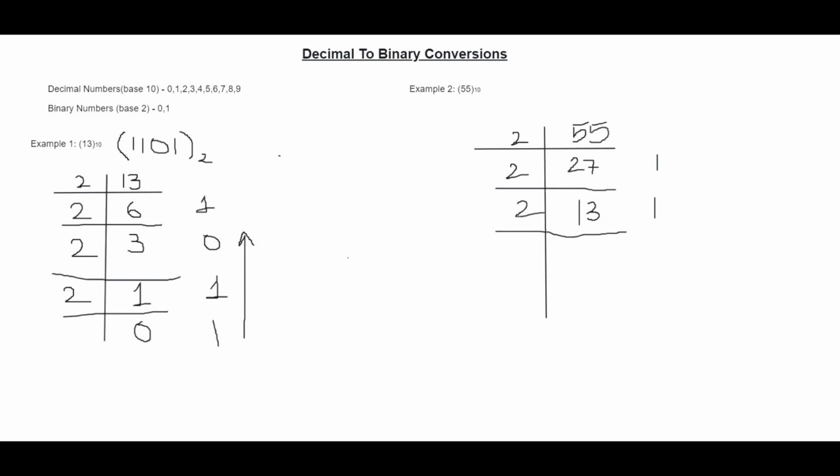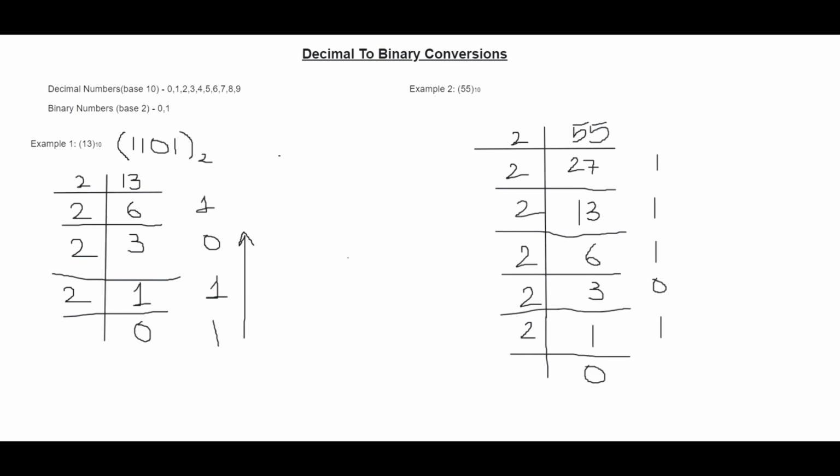Now, we will divide 13 by 2 and the quotient will be 6 with the remainder being 1. Again dividing 6 by 2 we get 3 and the remainder is 0. Again dividing 3 by 2 we get 1 as the quotient and the remainder is 1. And now 1 divided by 2 is 0 and the remainder is 1.